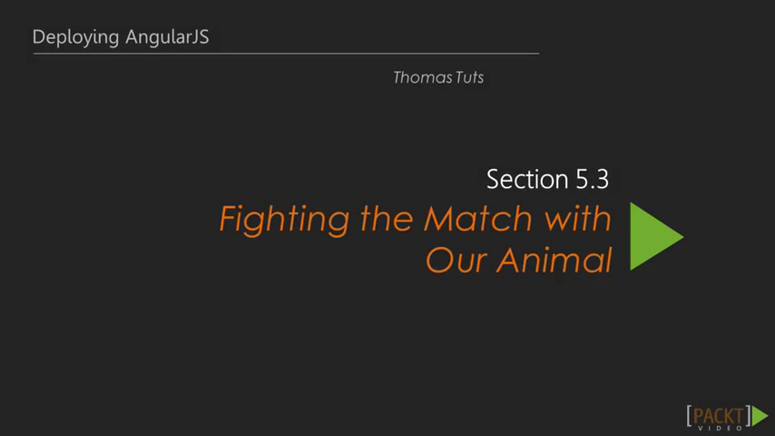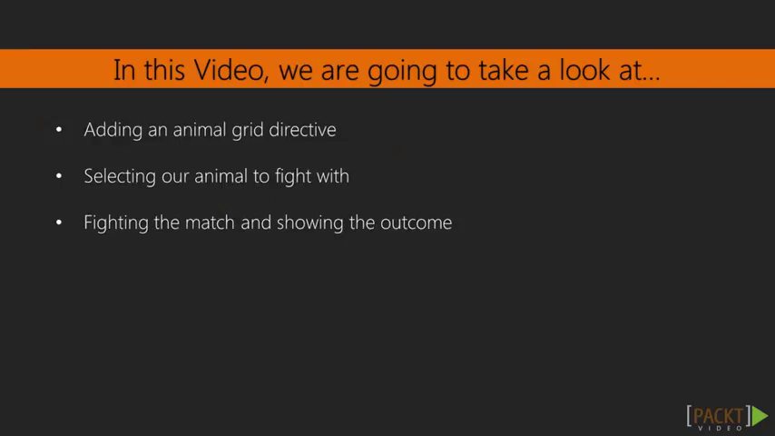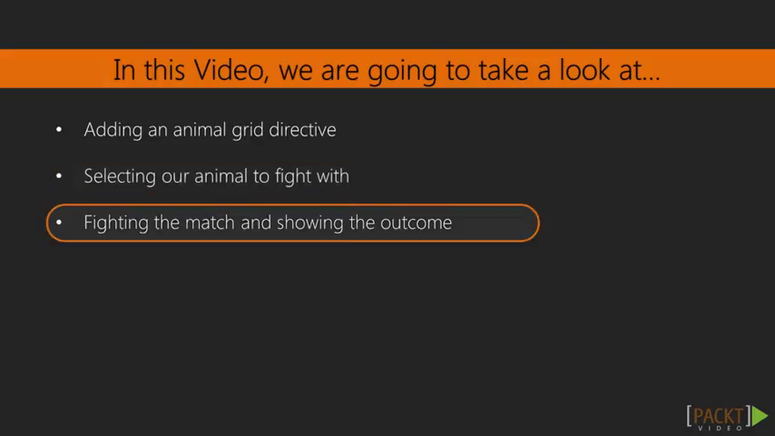This is the third video of section 5 on developing the application. In this video, we will generate a grid with animals to select our own animal and then fight the match with it. In short, that means adding an animal grid directive, then adding the logic to select an animal to fight with, and then fighting the match and showing the outcome.